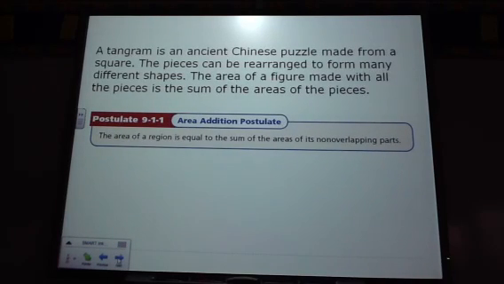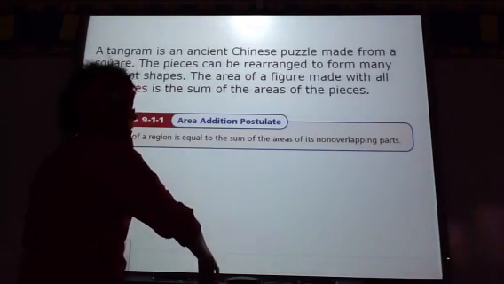Okay, a tangram is an ancient Chinese puzzle made from a square. The pieces can be rearranged to form many different shapes. The area of a figure made with all the pieces is the sum of the area of the pieces, kind of like a tessellation. So our first postulate: the area of a region is equal to the sum of the areas of its non-overlapping parts.